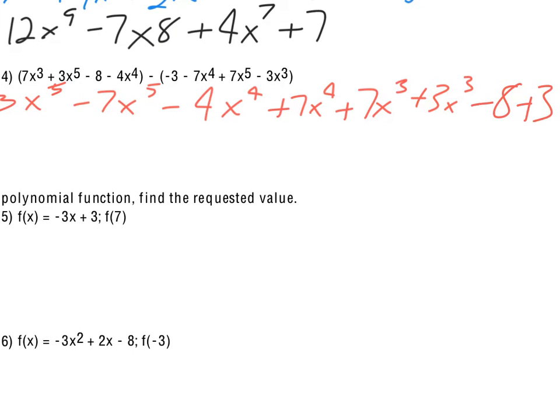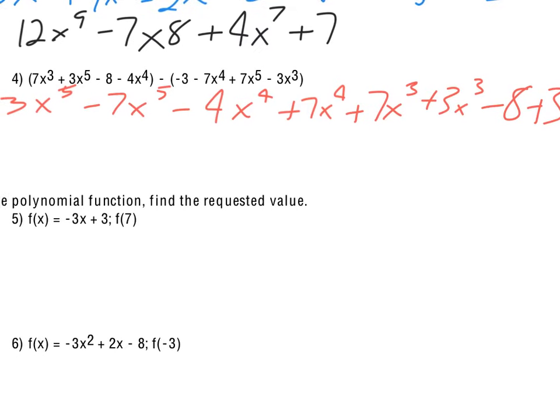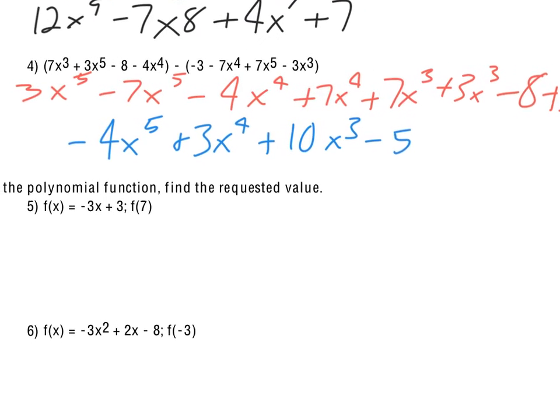And then I just go about combining my like terms. The 3x to the 5th minus the 7x to the 5th, so that would end up being minus 4x to the 5th. Minus 4x to the 4th plus 7x to the 4th would be plus 3x to the 4th. The x cubes are both positive, so plus 10x cubed. Minus 8 plus 3, so minus 5. And again, that's already in descending order of powers.